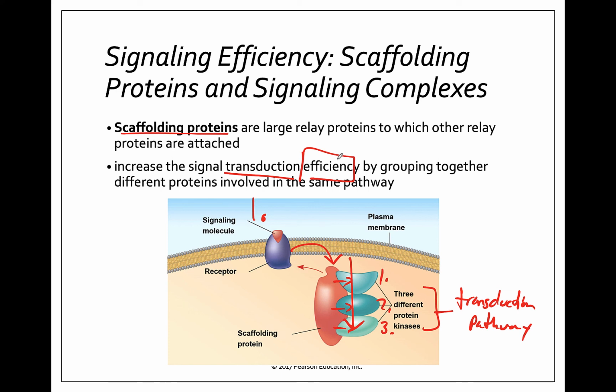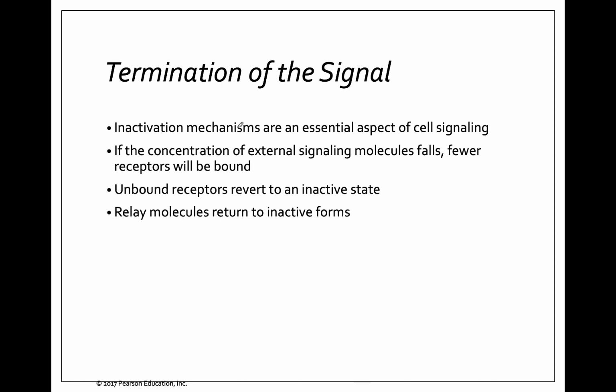So oftentimes these scaffold proteins are found in pathways where the transduction is going to be very efficient and quick. So up to now, we've been talking about how to start a signal and how to send the signal. But at some point, at the end, the message has been received and we turn it off. So eventually the signal has to stop. And there are several different inactivation mechanisms, and these are important for cell functioning. You don't want to turn a gene on and then just leave it on. It's like you don't turn a light on and just leave it on. Eventually you do want to turn it off.